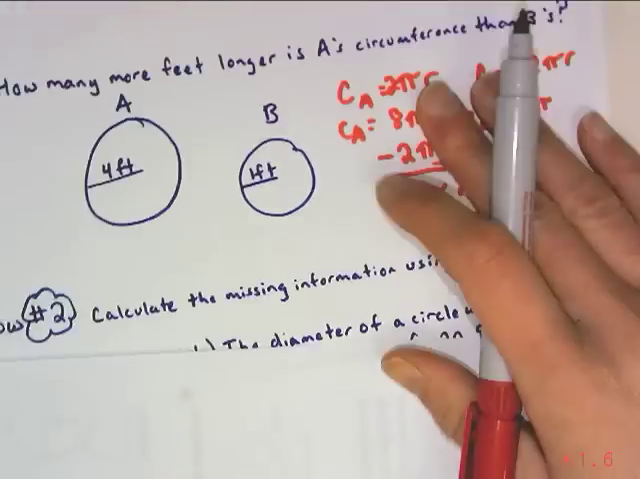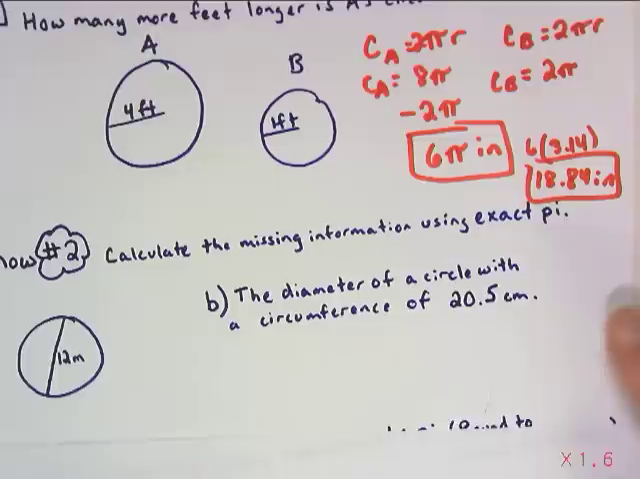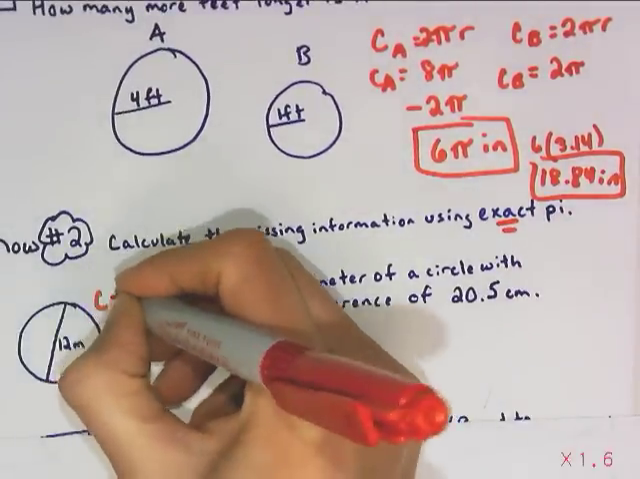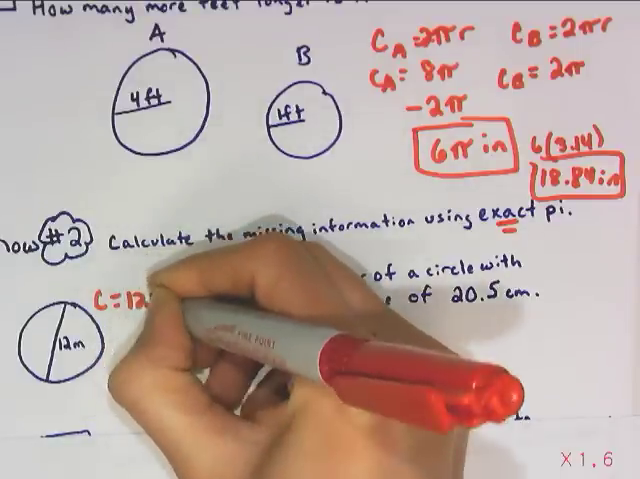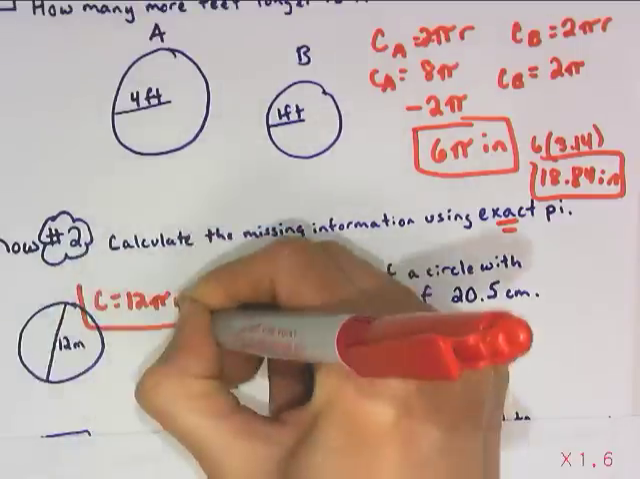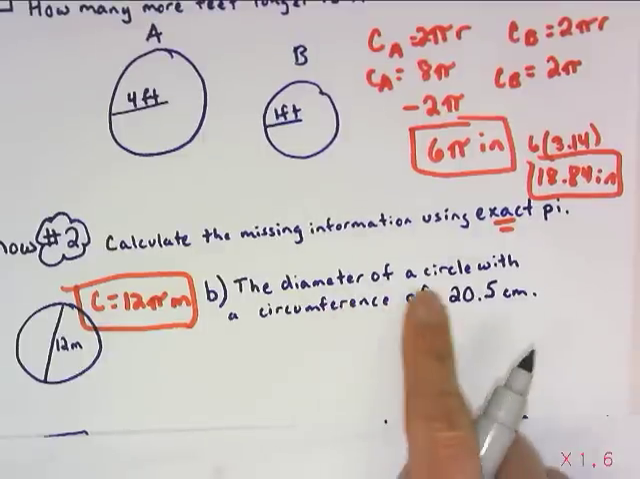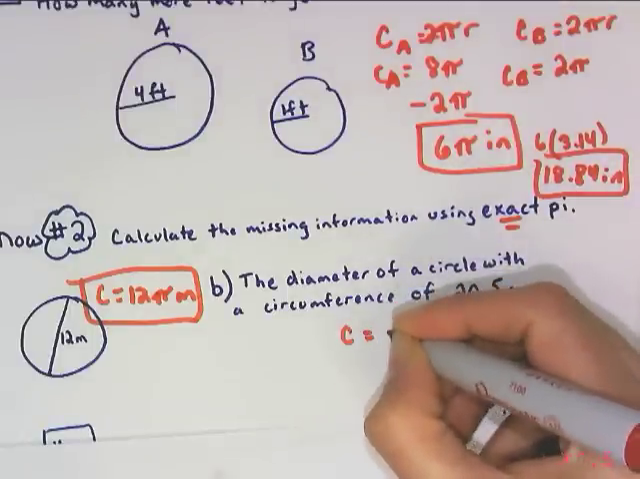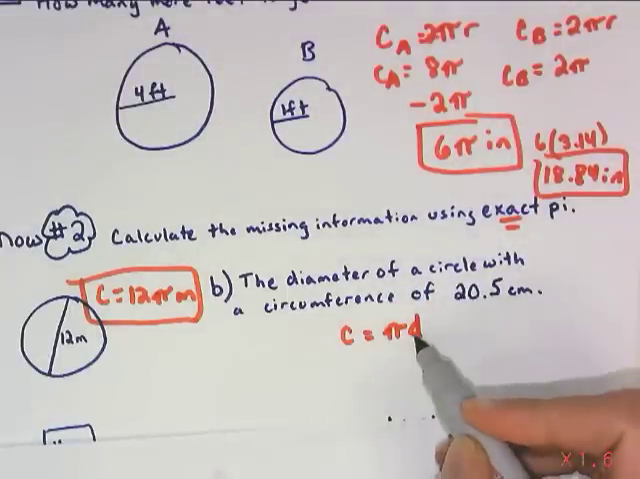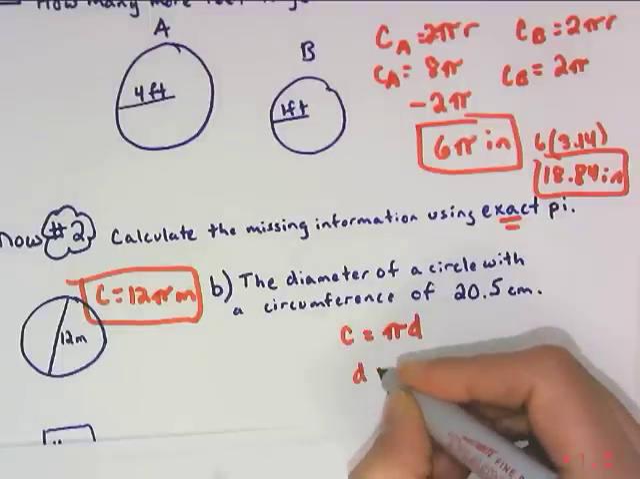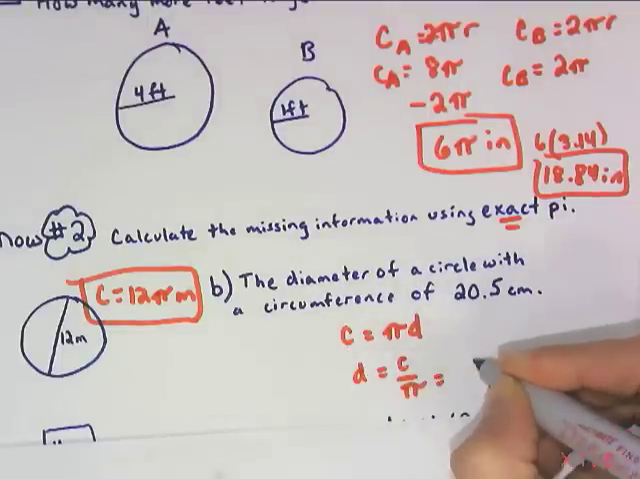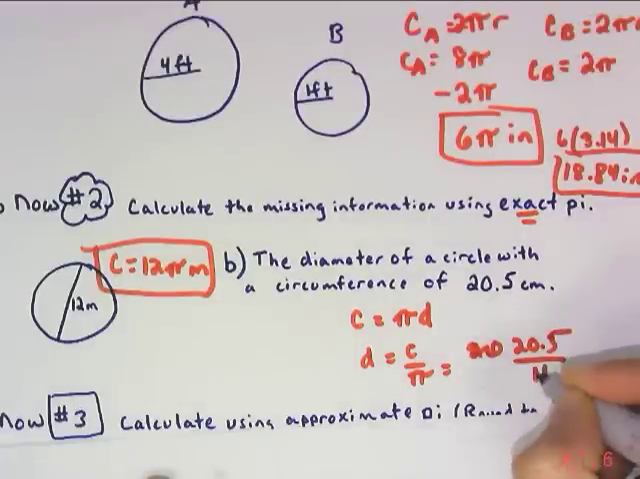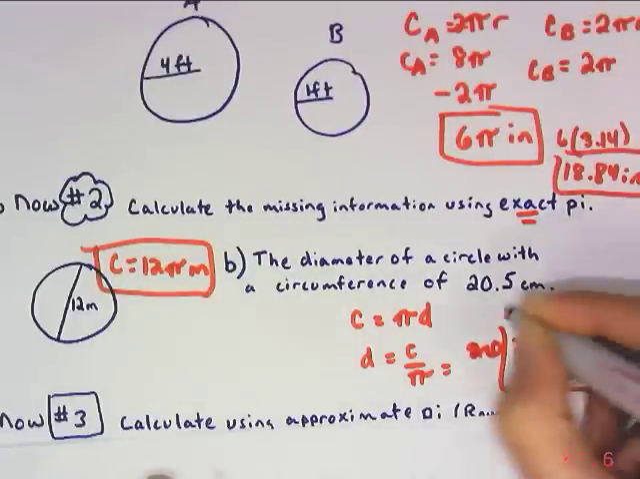So for your do now number 2, I'd like you to calculate the missing information using exact pi, so the pi symbol should be in it. Right? So for this one, circumference is equal to the diameter times pi. So diameter times pi, don't forget your units, that's how quick it is. Right? The diameter of a circle with a circumference of 20.5. Well, circumference is equal to pi times the diameter. Therefore, diameter is equal to circumference divided by pi. So if I am using exact pi, my answer could be left like this. Put a unit on it. There's my diameter. All right?